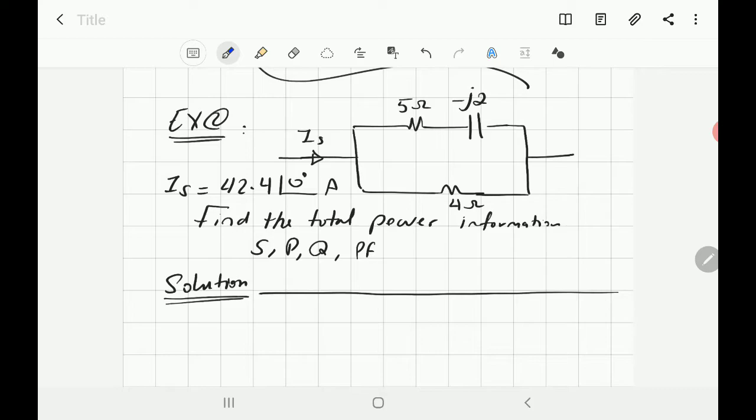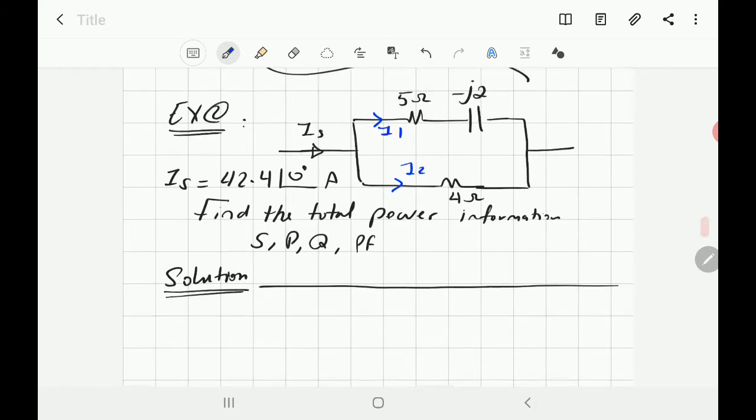Well, IS is going to be divided into two currents. Let's call this one I1 and this one I2. How can you find I1 and I2? Using the current division rule. So I1 will be equal to the total current IS, which is 42.4 angle 0, times the opposite resistance, which is 4 ohm, divided by the total, 4 plus 5 minus j2, so 9 minus j2. And that will be I1.